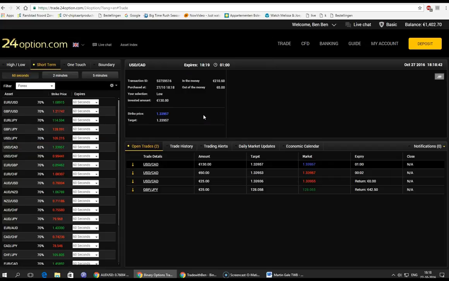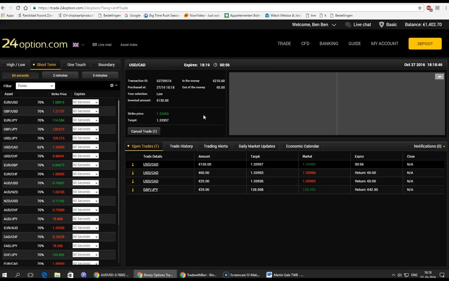Okay, place it. So this is the third one. There's a level 3 already. So you know, I hate using this strategy, but sometimes you just have to cover up losses and keep on trading. So let's see what's going on.